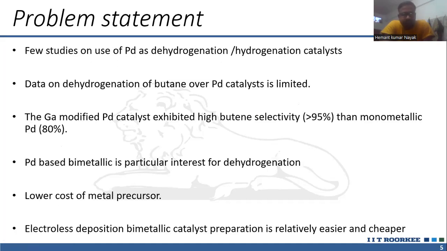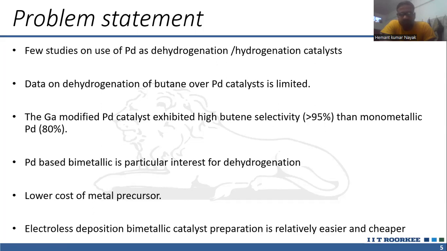So now the problem statement. What are the problems so that we can work on this topic? There are only some studies of palladium as a dehydrogenation catalyst, and dehydrogenation of butane on palladium catalysts is limited. The gallium modified palladium catalyst exhibited high butene selectivity, greater than 95%, compared with monometallic palladium. So palladium-based bimetallic catalysts are of particular interest for dehydrogenation, with a lower cost of metal precursor.